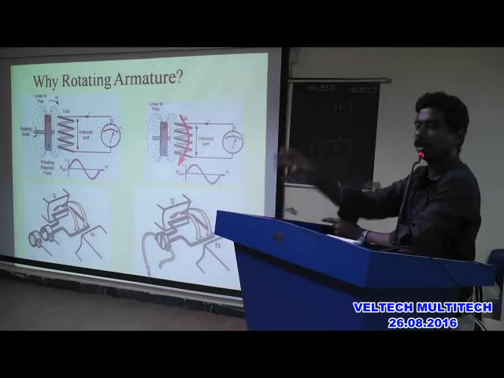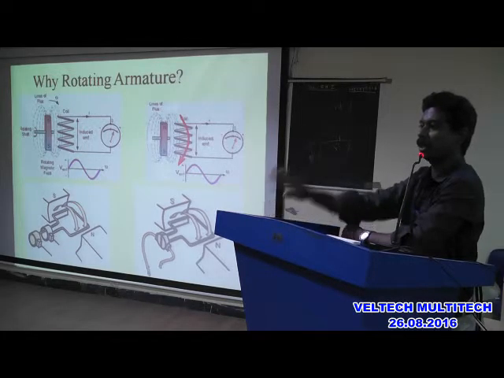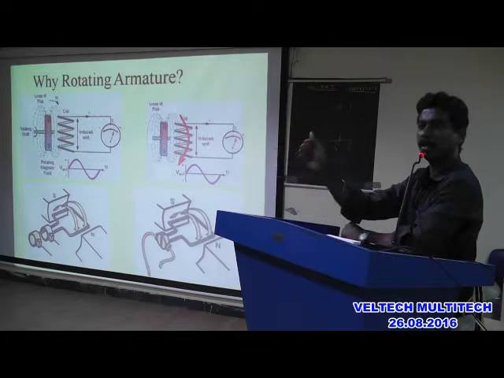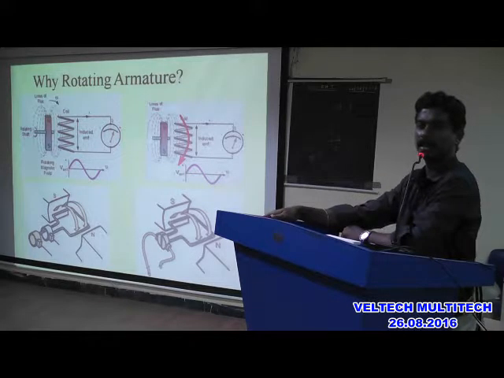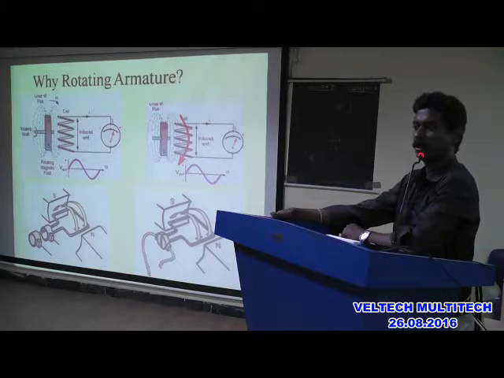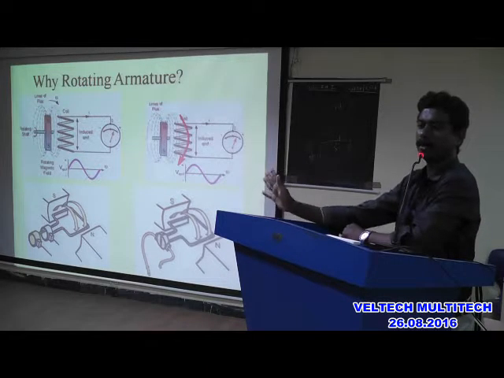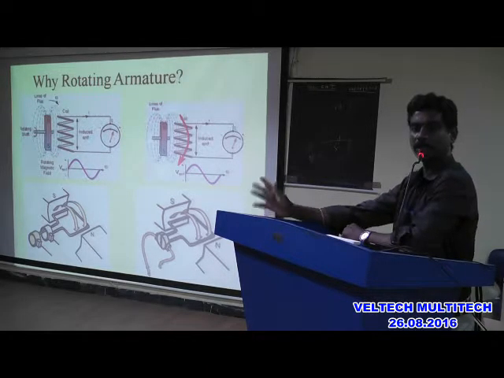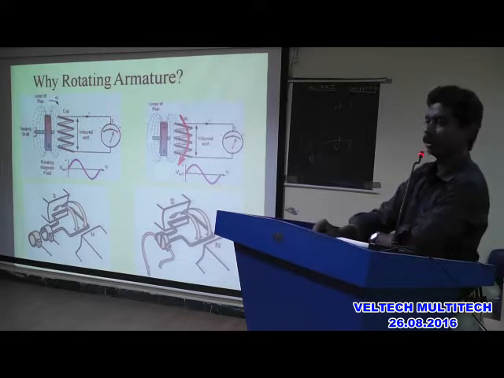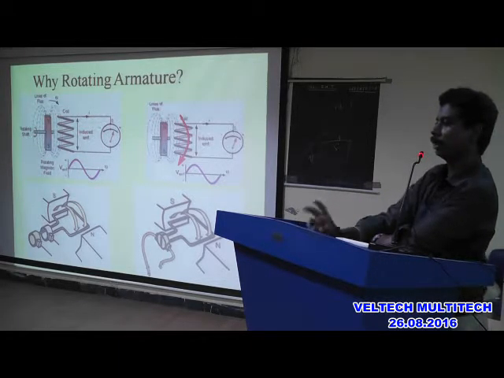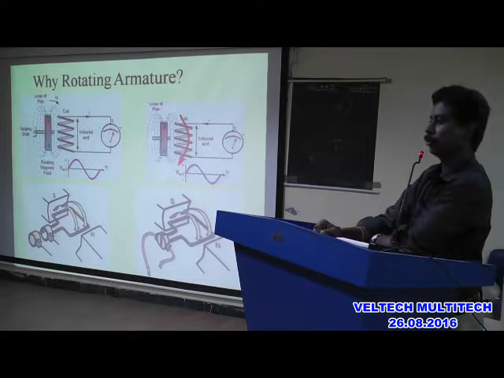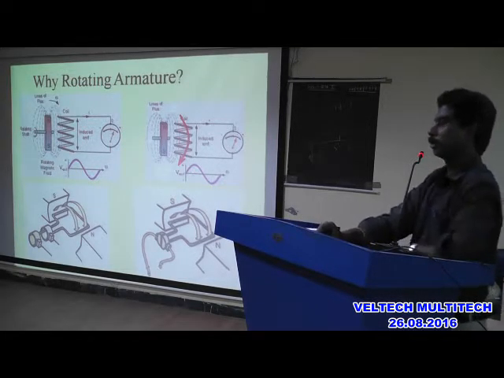In case of a DC generator, if the armature is stationary and the field is rotating, are you able to realize the DC generator? Whether a DC generator is possible? Not possible, correct. So in a DC generator, the armature is supposed to be rotating. Compulsorily it should be the rotating part, otherwise a DC generator is not possible. You have to know this thing. In a DC generator, the armature is compulsorily the rotating part and the field system is the stationary part.